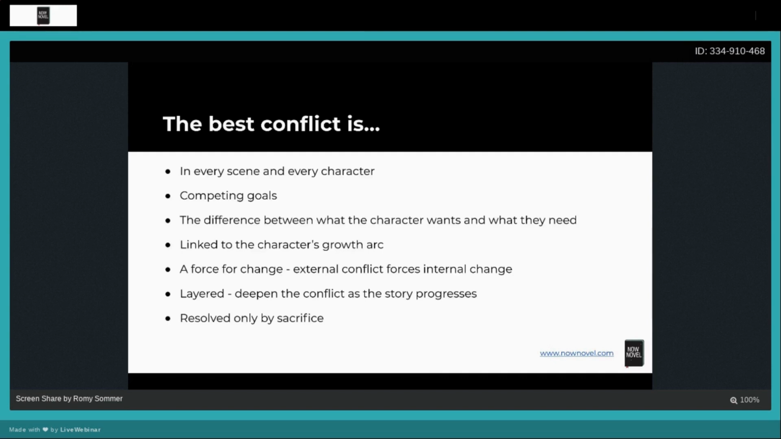And the last thing that a really good conflict is, it's personal and it's primal. So, for example, primal issues would be survival, hunger, sex, protecting your loved ones.